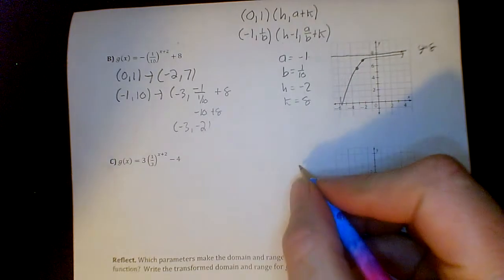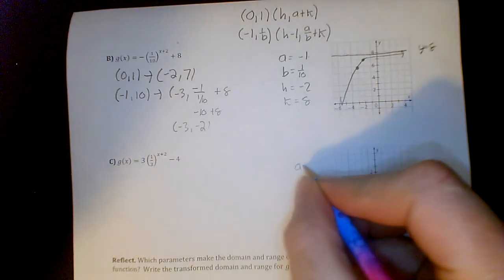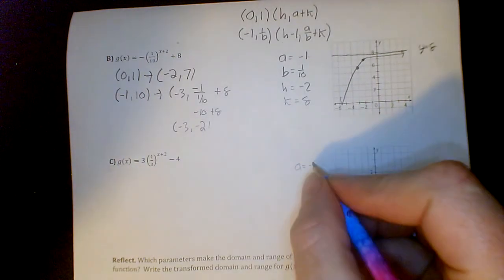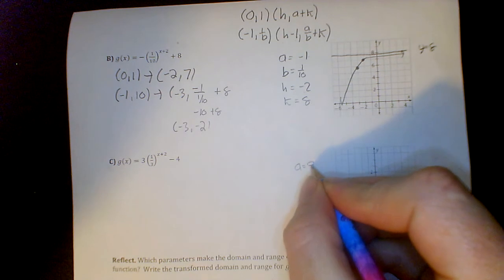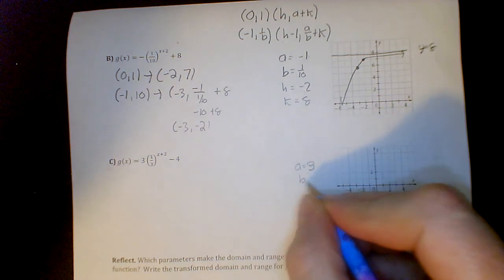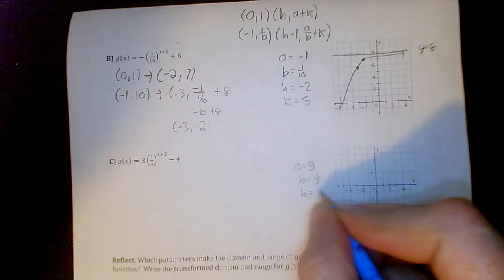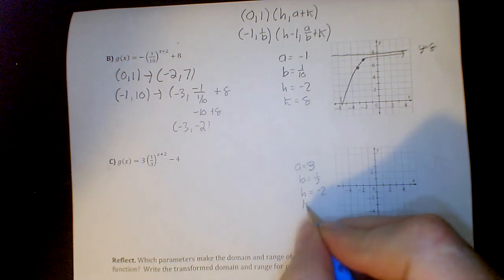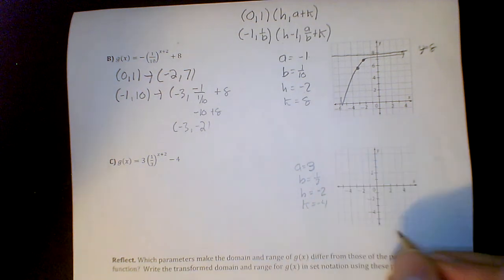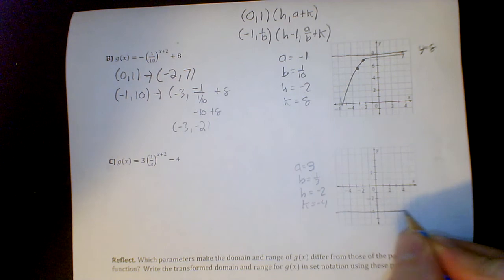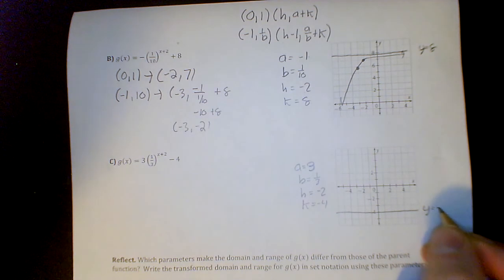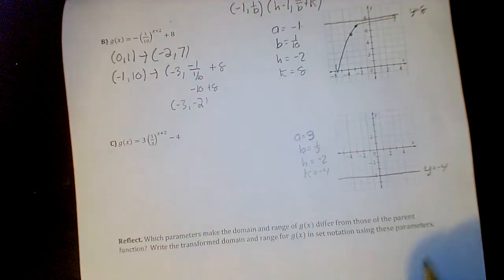We're going to list it as A equals 3 this time, sorry. A equals 3. B in this case is 1/3. H is -2. And K equals -4. Let's go ahead and mark a horizontal asymptote. Y equals -4, and let's work through it.